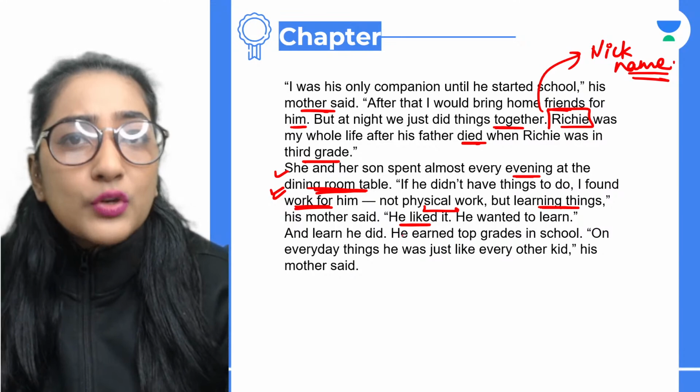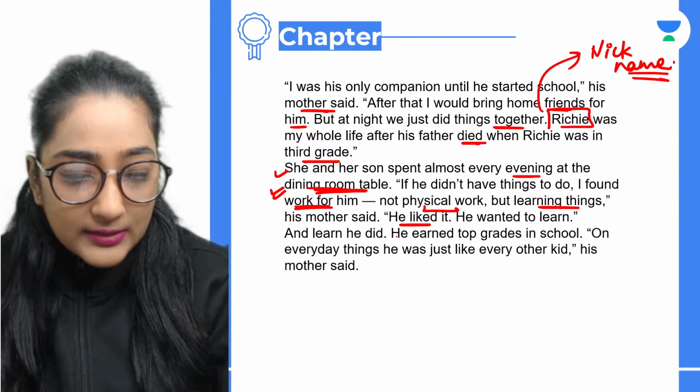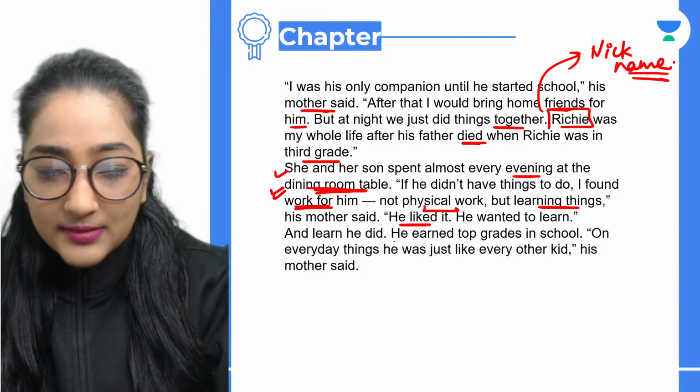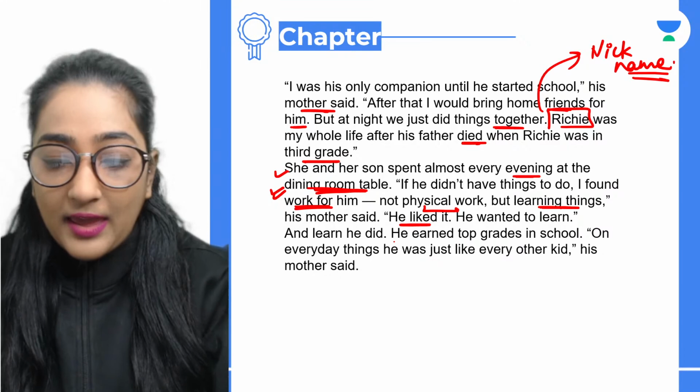Okay, is that clear, everybody? Is that clear to everyone? Yes, guys. Is that clear to everybody? Everyone? Yes, making sense? Now we are moving ahead.